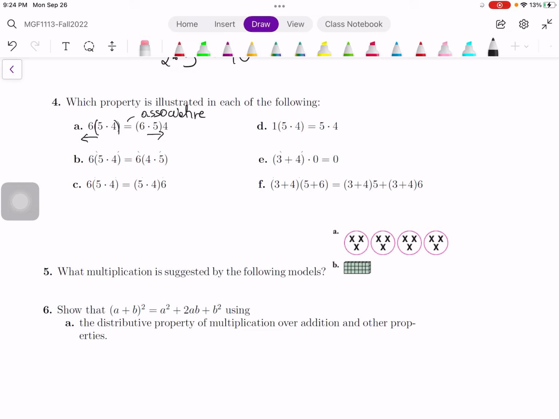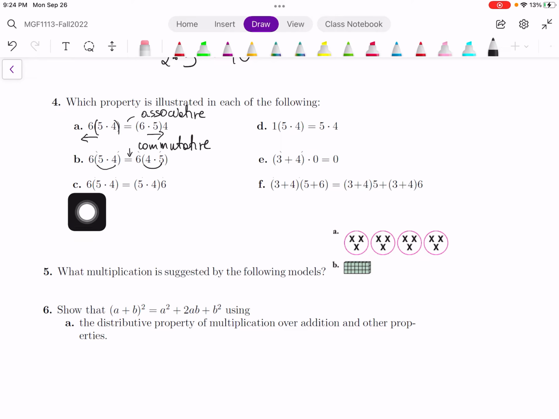Okay, now let's see this one. Notice grouping didn't change, still on both sides 5 and 4 are grouped together and they're enclosed within parentheses, but what changed was the order. Instead of 5 times 4 on the right side is 4 times 5. Changing order means commutative property.